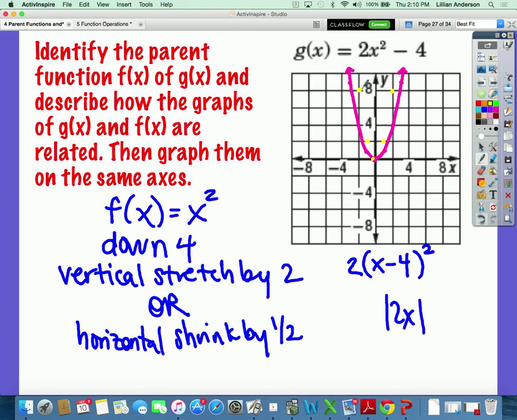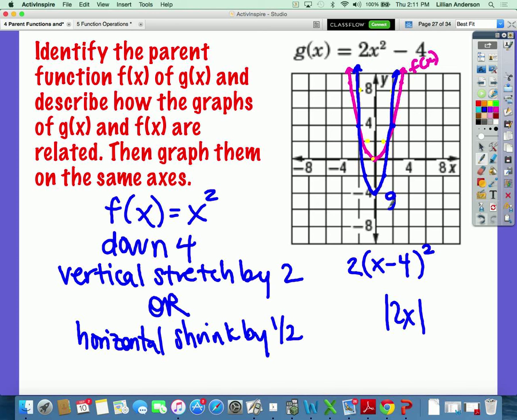Now all I need to do is move it down. So I'm going to move every point down 4 units, being careful of my scale. So (0, 0) moves down 4 units. (1, 2) moves down 4 units. (2, 8) moves down 4 units. Does everybody see it? Move it down. And there is the graph of g.